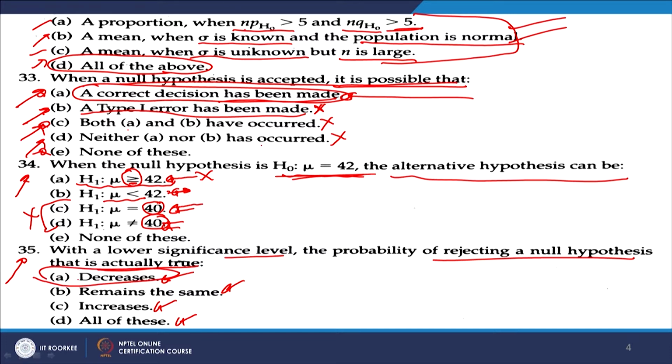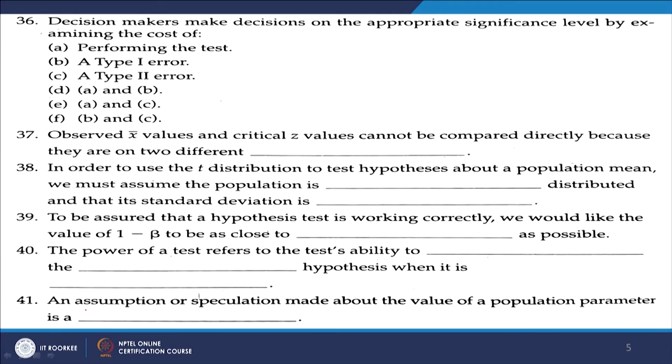In fact, when you increase the significance level, let us say you test a hypothesis at a 50% significance level, then there is a high probability of rejecting the null hypothesis when it is true, right. So, at a lower significance level, this probability decreases, right. At a high significance level, this probability increases, right. So, the answer to the 35th question is A. Let us look at the next question.